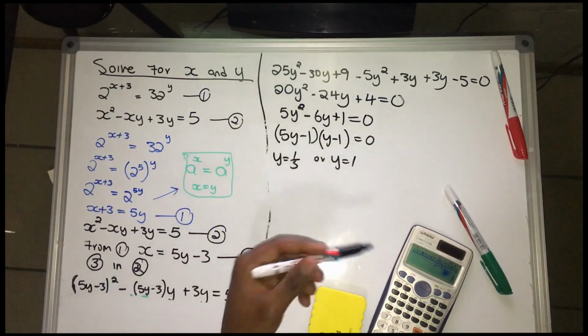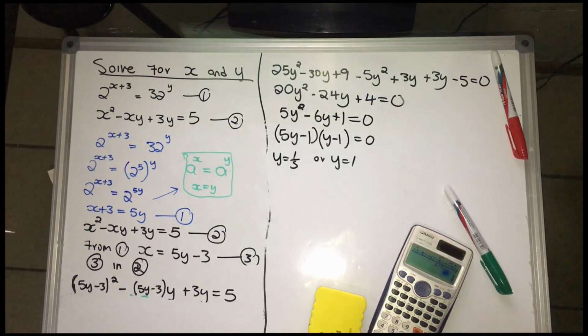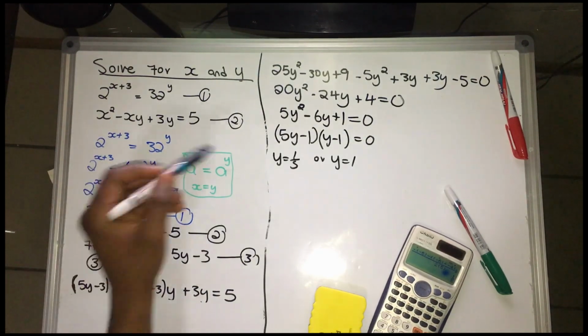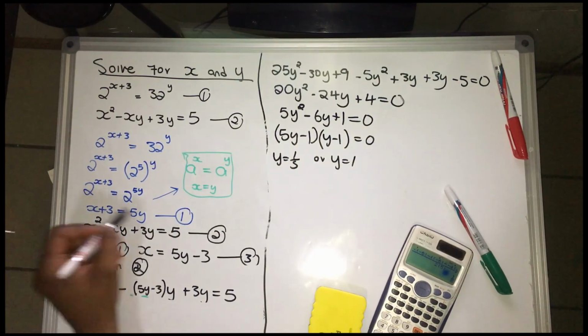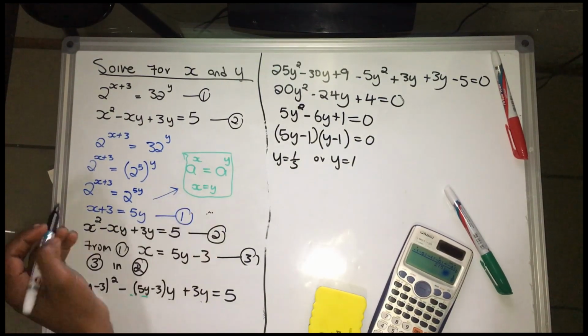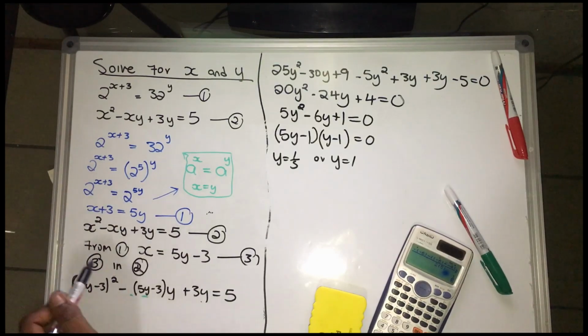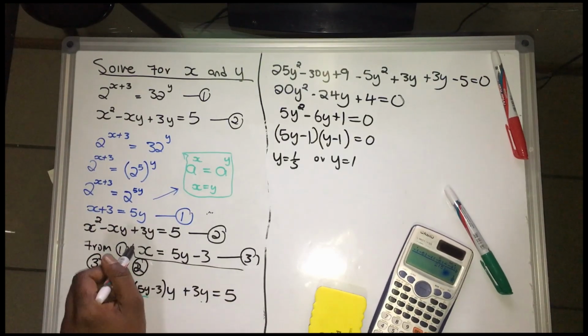Because this is a simultaneous equation, we are solving for two variables, in this case x and y. So we have calculated the y values. So we go back to equation 3, and we use this one to find the corresponding x values. This is equation 3.